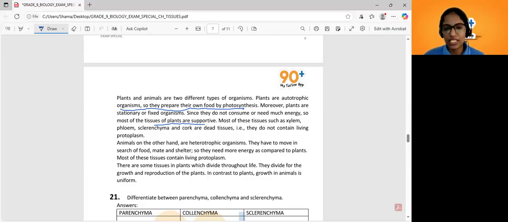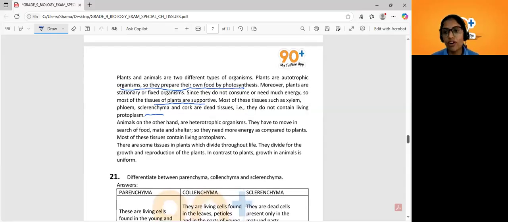Most of these tissues such as xylem, phloem, sclerenchyma and cork are dead tissue. That is, they do not contain living protoplasm, because their function is supporting. So most of them are dead in nature. In the case of animals, they are heterotrophic organisms. That is, they don't prepare their own food. They depend on plants for their food. So they have to move in search of food. Not only plants, they depend on other organisms for food.